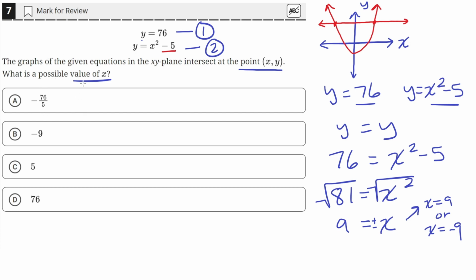So the graph intersects at those two values of x, and the only answer choice here that is either 9 or negative 9 is answer choice B. So answer choice B is correct.